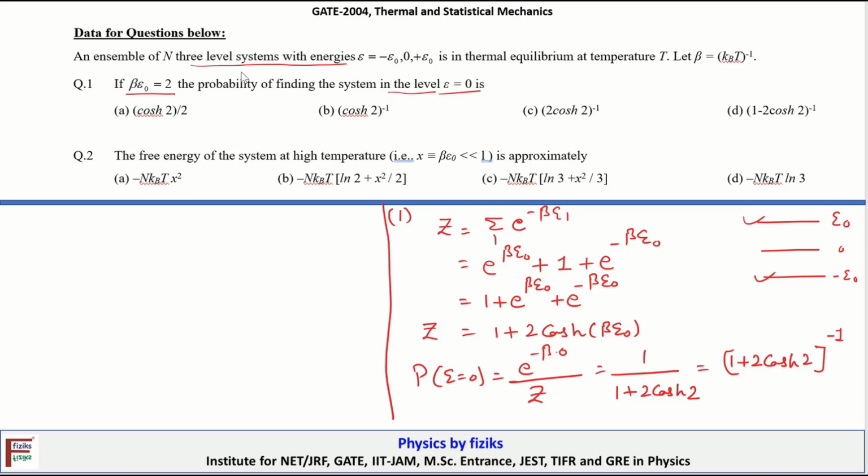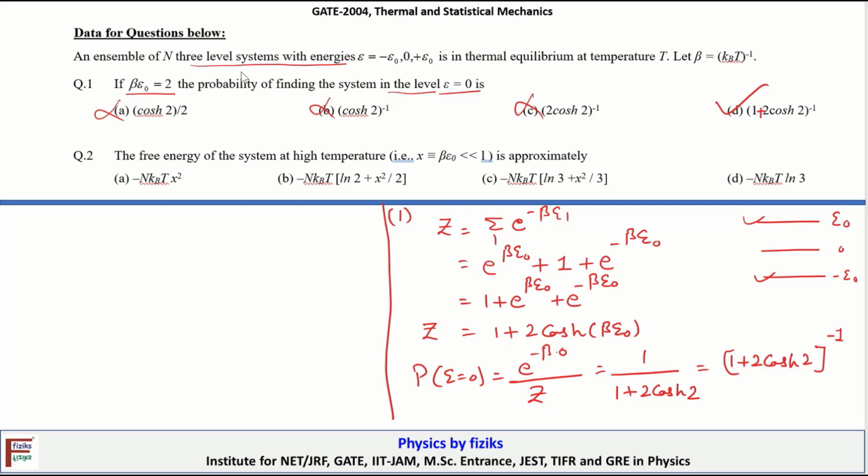If you take a look at the options given to you, this is wrong, this is also wrong, this is also wrong. In the last one, it's 1 minus 2 cosh 2 to the power minus 1. It should not be minus, it should be plus. Therefore D is the correct option here. So let's take a look at the second problem, which is associated with the same statement.